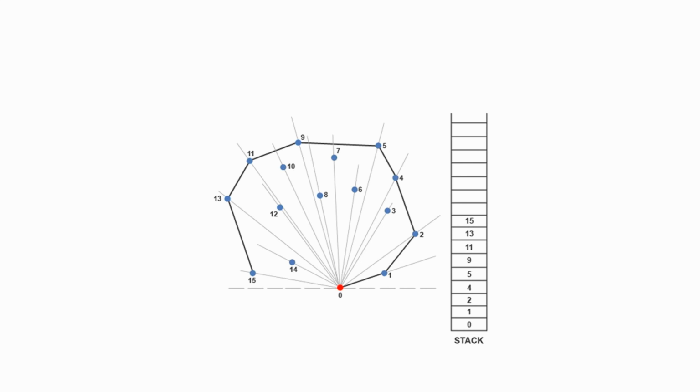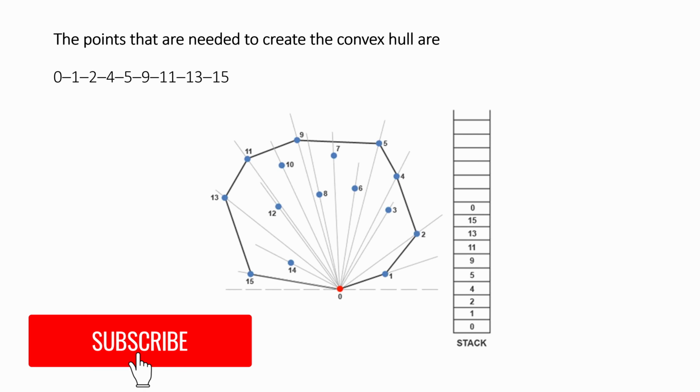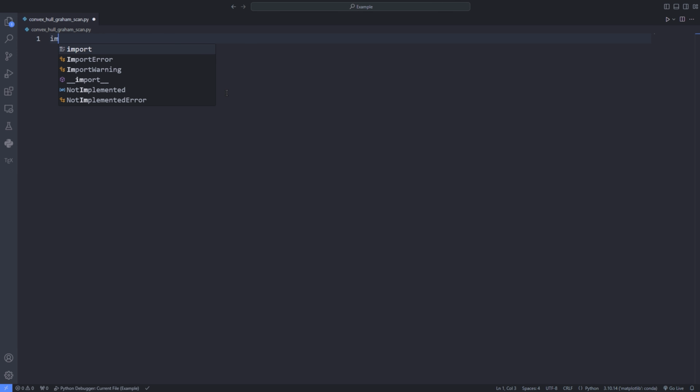A left turn is made at point 13 to get to point 15, so point 15 is pushed onto the stack. Going from point 15 to the starting point 0 requires a left turn. Since the initial point was the point that we needed to reach to complete the convex hull, the algorithm ends. The points that are needed to create the convex hull are 0, 1, 2, 4, 5, 9, 11, 13, and 15. Now we get to the implementation part of the algorithm.